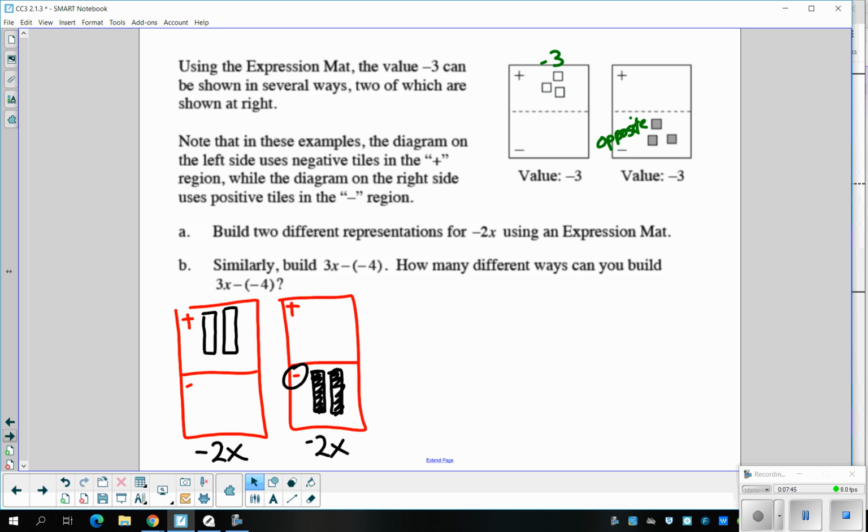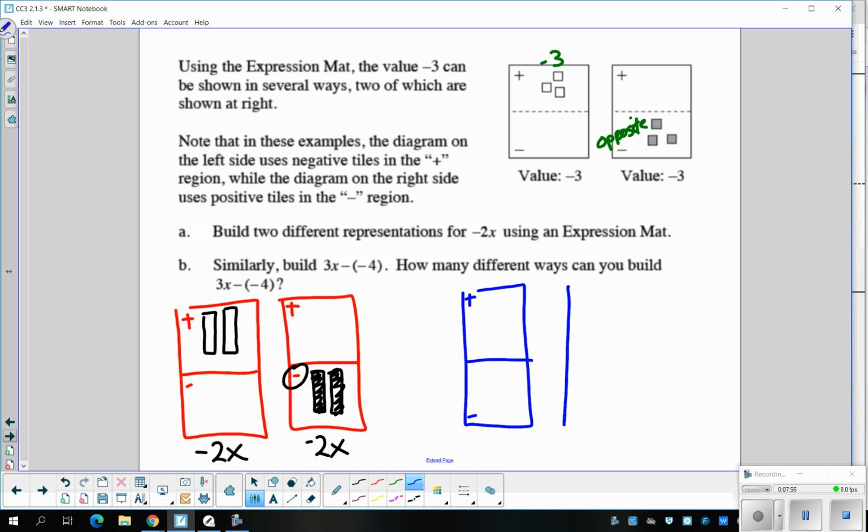So then let's see how we could build 3x minus -4. I'm going to draw my two expression mats again. Positive region, negative, positive region, negative. Okay, so let's see. 3x minus -4. I'm going to start with just putting a positive 3x. So I shade those in to get me a positive 3x. So there's my positive 3x.